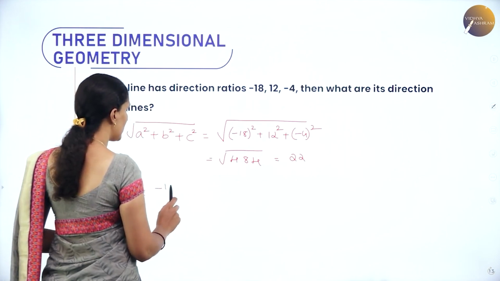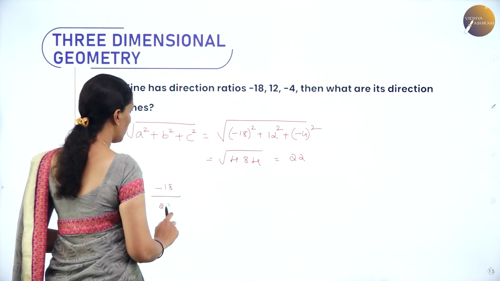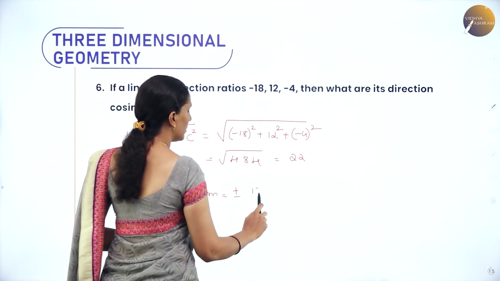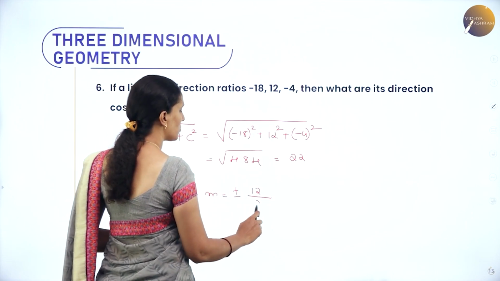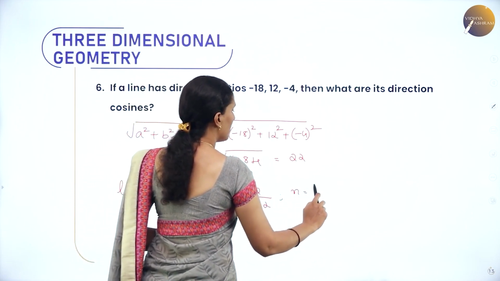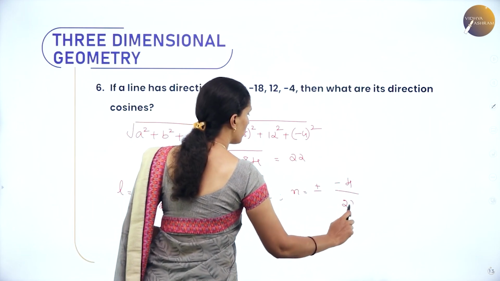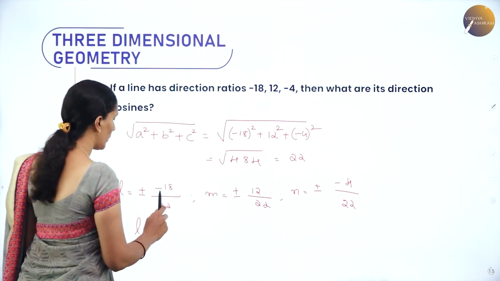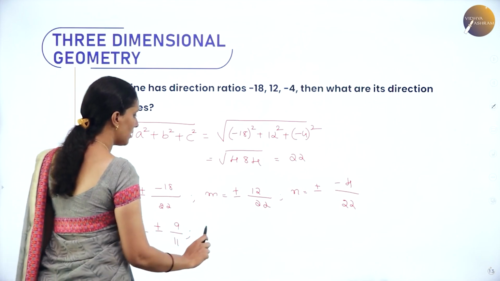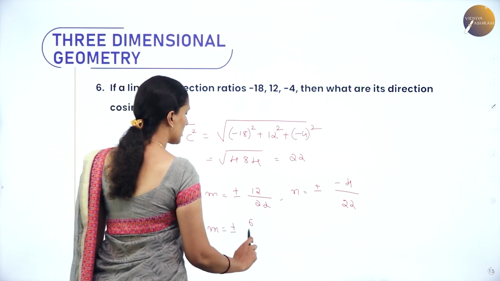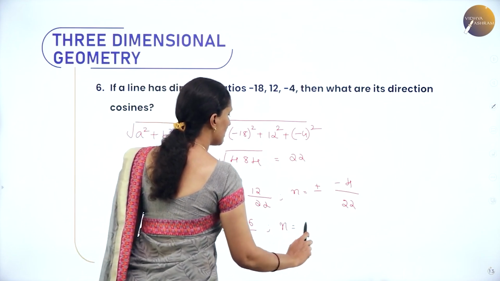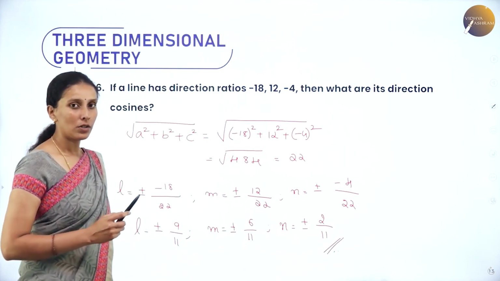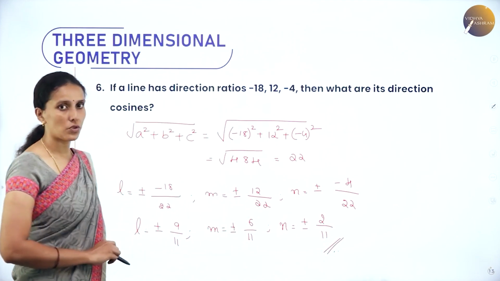Here a is minus 18, divided by the square root of a square plus b square plus c square, which is 22. And m is plus or minus b divided by 22, and n is plus or minus minus 4 divided by 22. So therefore we can write l is equal to plus or minus 9 by 11, cancelling with 2, m is plus or minus 6 divided by 11, and n is plus or minus 2 divided by 11. So these are the direction cosines whenever the direction ratios are given.